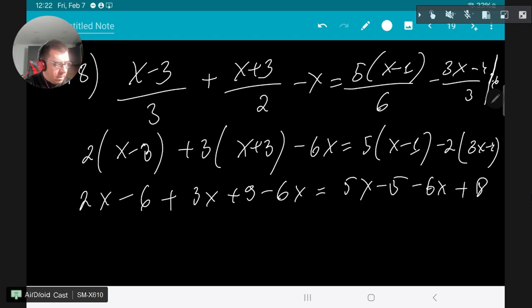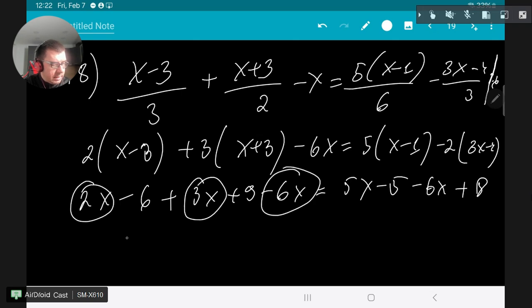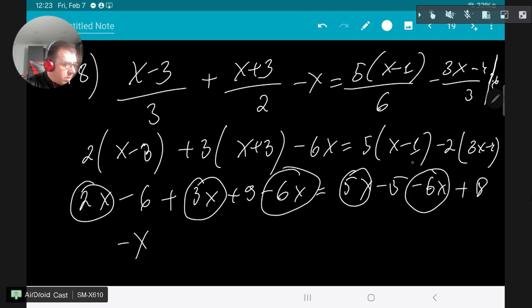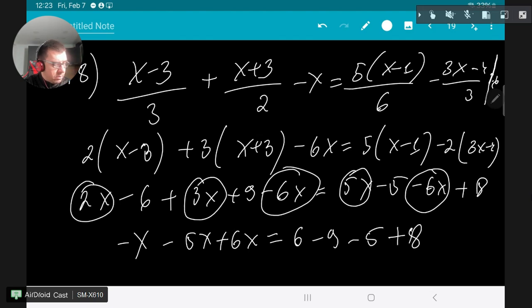8. So here if I add this, I get 5 minus 6 is minus x. Then here this goes with opposite sign, so minus 5x plus 6x equals 6 minus 9 minus 5 plus 8. Okay, so minus 6 plus 6, 0 times x equals 6 plus 8 is 14, minus 5 minus 9 is minus 14, so 14 minus 14 equals 0.